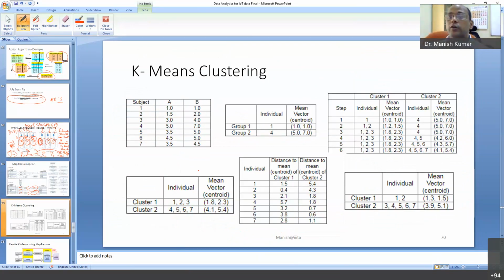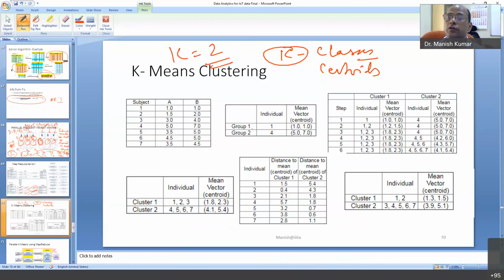If you are not aware of k-means, let me tell you, one thing is very simple. K stands for the number of classes and means is actually the centroids. So what we do is we randomly take the number of classes. In this case, k equals 2. So we took class 1 and class 2, and we are assigning randomly 1 and 4 for that. So 1 is this and 4 is this.